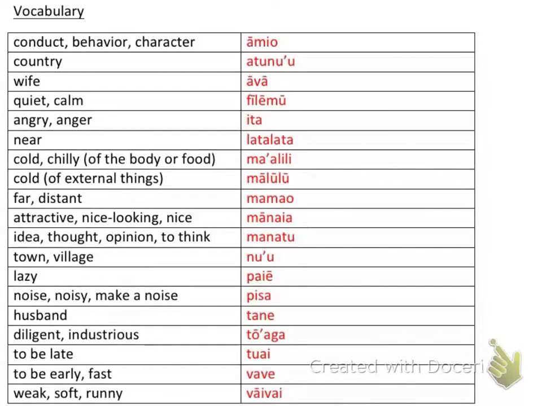Before we get started though, I have some vocabulary here that I think is very vital for you to work on. So pause the video at this point, write these down, and we'll get started.